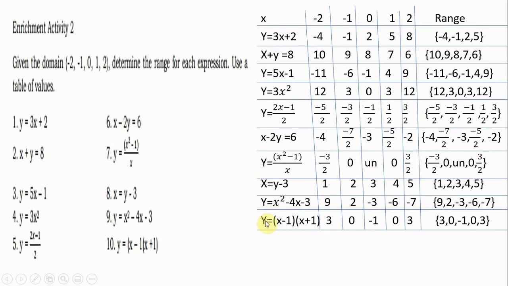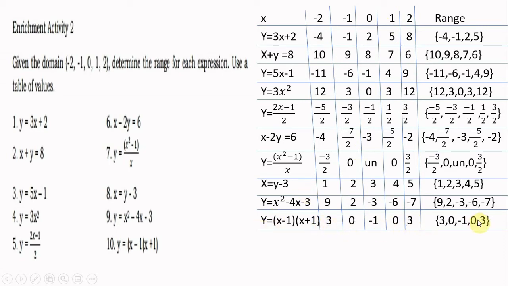So here it is. When y equals the quantity x minus 1 times the quantity x plus 1, and your x is negative 2, substitute negative 2 here, and our y is 3. When your x is negative 1, substitute negative 1 here and simplify, our y is 0. When your x is 0, our y is negative 1. When your x is 1, our y is 0. When your x is 2, our y is 3.